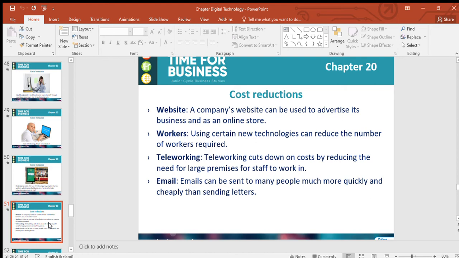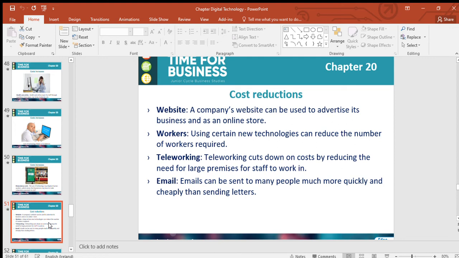Teleworking cuts down on costs by reducing the need for large premises for staff to work in. Again, I'd highlighted teleworking for you to take down the last day. It was one of our slides where we looked at the idea of working from home as teleworking. You can imagine that if an office decided, you know what, we don't need to rent a building anymore, everybody just work from home, you'll save a lot of money for that business.